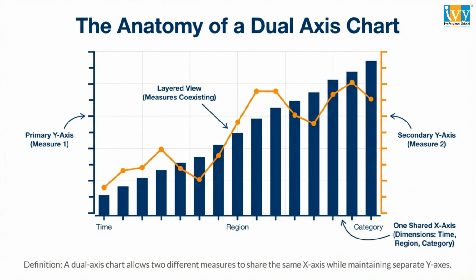Let's understand what we're actually looking at. A dual-axis chart has one shared x-axis, usually time or category, but it has two different y-axes. The left axis represents the first measure, and the right axis represents the second measure. Both measures are layered in the same view, allowing us to compare how they move together over time.